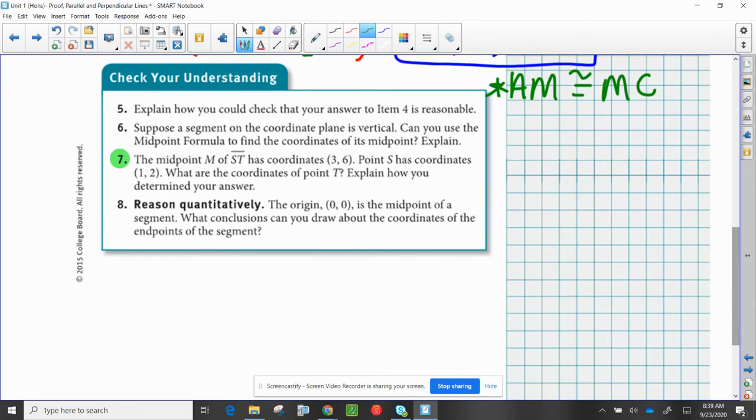All right, the next one I want to do with you is this number 7 here. Now, we did a problem like this similarly where we just used a number line to count. So I'm going to show you how you can do it algebraically using this midpoint formula. It gives us the midpoint M of ST is this coordinate at 3, 6. So I'm going to draw, we have a segment ST.